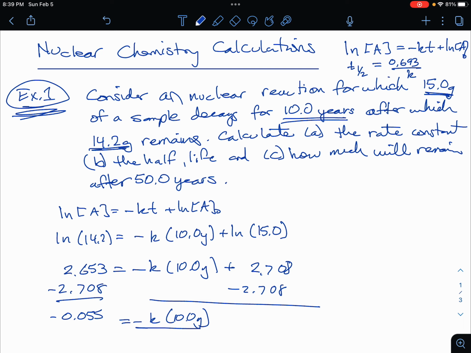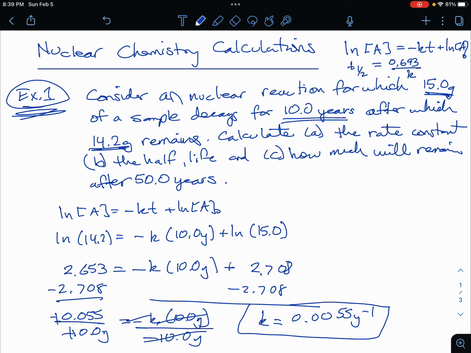If we divide both sides by negative 10 years, that gives us that k is equal to 0.0055 years to the minus 1. So that's our k value, and that's the first part of what we were trying to do. This is part A.